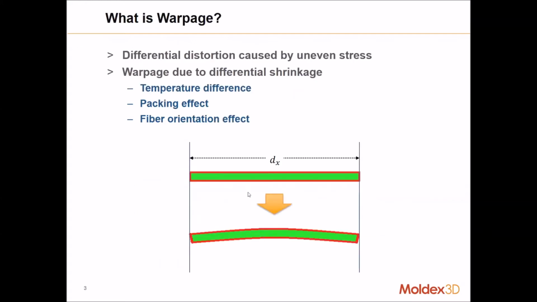So basically we can say warpage is the differential distortion caused by uneven stress. And the causes of the uneven stress are, first, the temperature difference, and second, the packing effect. And for some materials with fiber reinforcement, it will also be affected by the orientation effect.